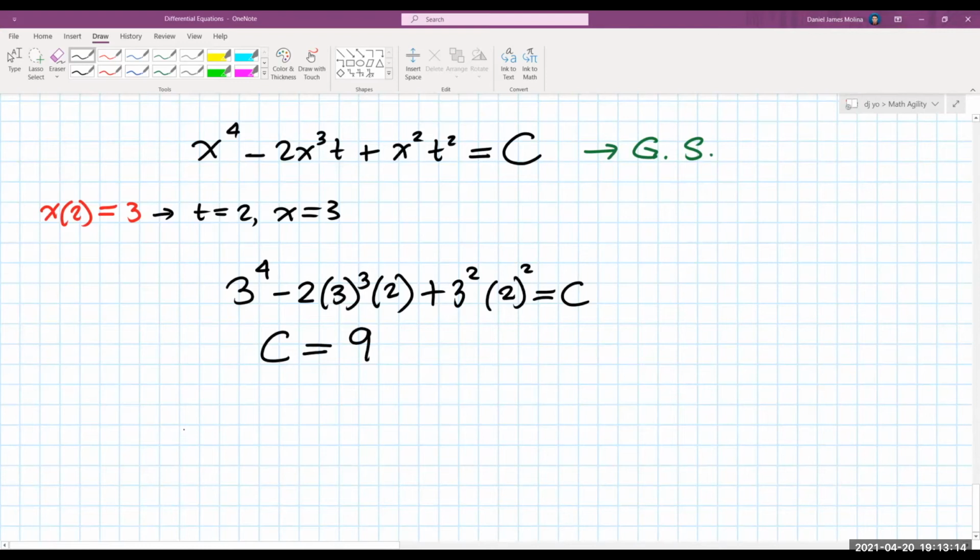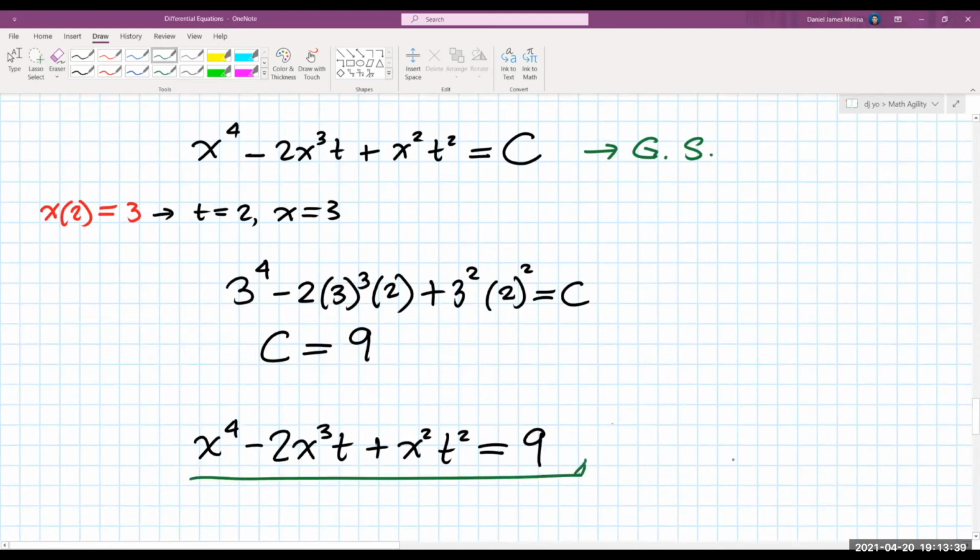So therefore, substituting it to our general solution, our particular solution will be x raised to 4 minus 2x cubed t plus x squared t squared is equal to 9. And this is our answer. So we have this as our particular solution.